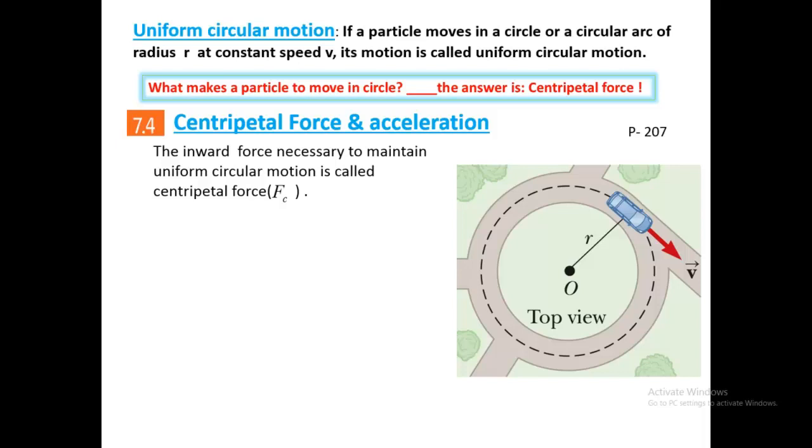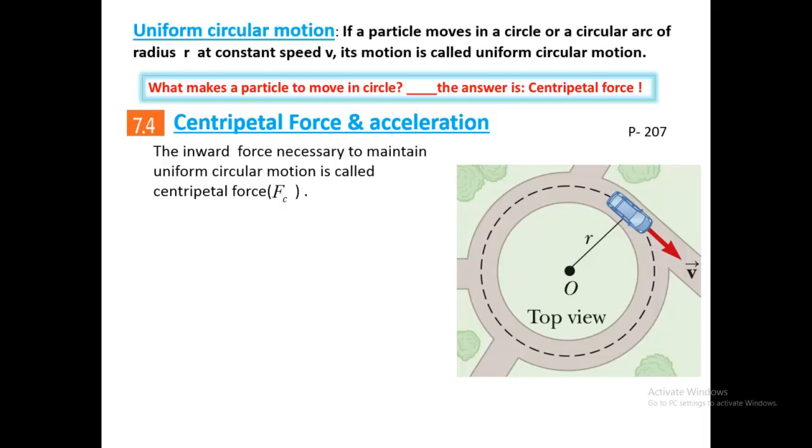You see, uniform circular motion. If a particle moves in a circle, you see in physics, any object, whatever we have, an object is small or big, chair or table, a person, a planet, we call them particles. So if a particle moves in a circle or a circular arc of radius r at constant speed v, its motion is called uniform circular motion.